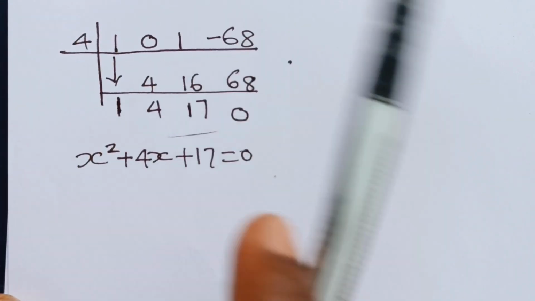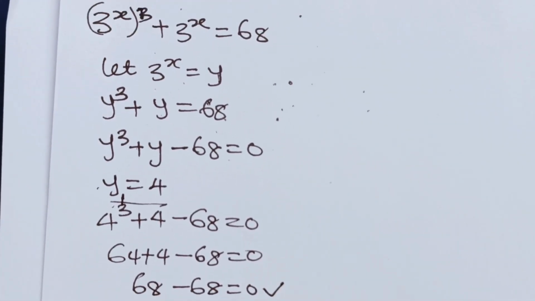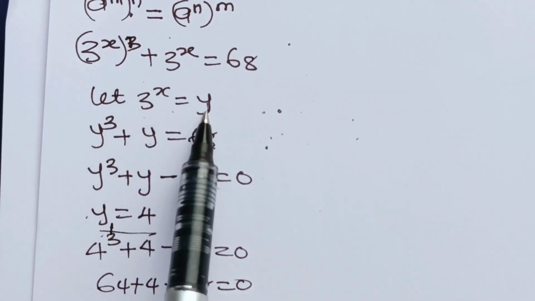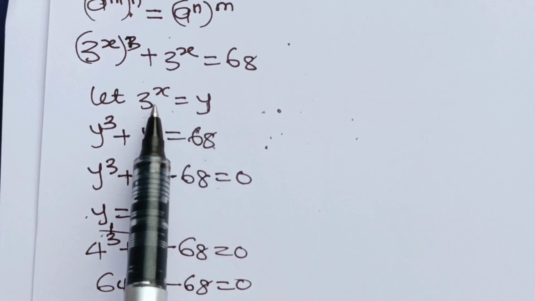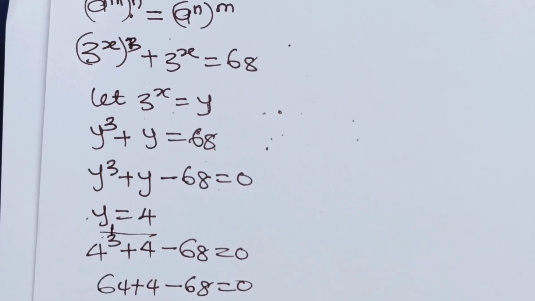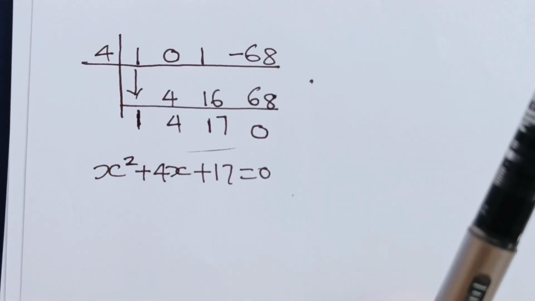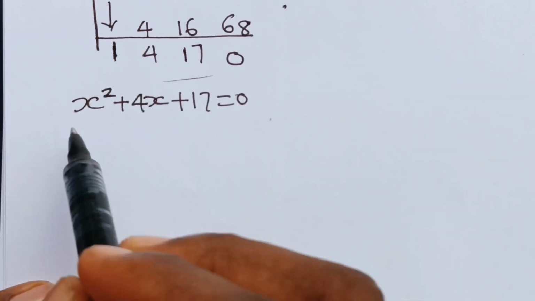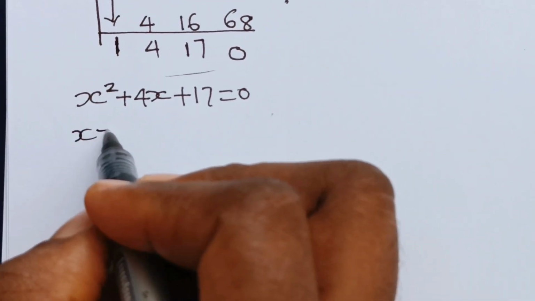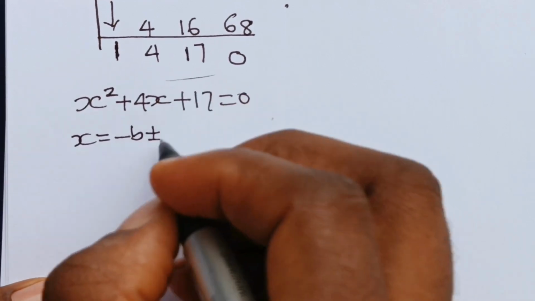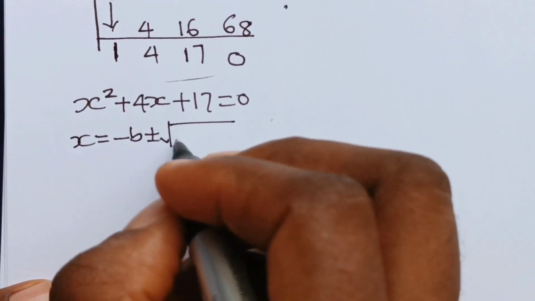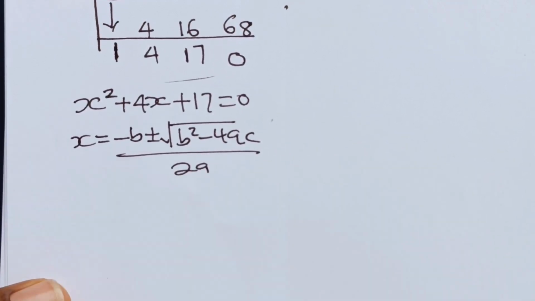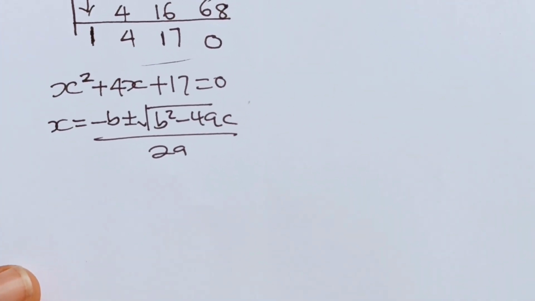Now notice that we are looking for the value of x. Please don't be carried away. Look at it. We are looking for the value of x. Our y, we are going to use it to get to our x. So for now, let's get our y, then we'll get our x later. Now look at this. Our x is equal to minus b plus or minus square root of b squared minus 4ac, everything divided by 2a. This is our what?